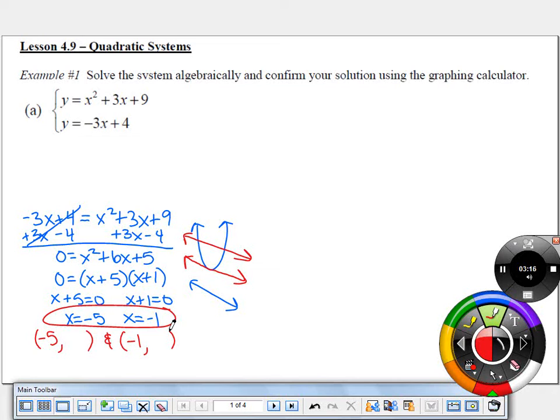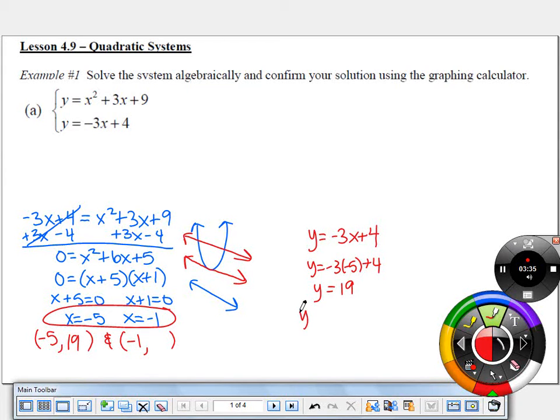So I'm going to go ahead and take one of my equations. I'm going to take the linear one because it's a little bit simpler to plug into. And I'm going to plug in negative 5 for x and get 19. So that's one point of intersection.